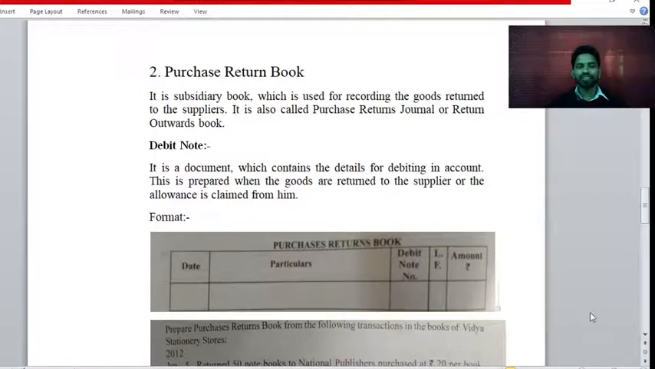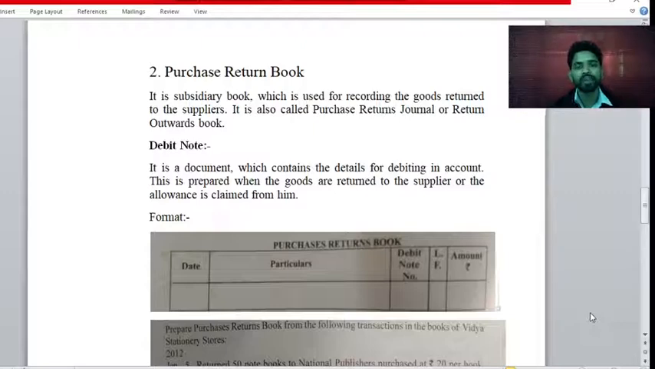Hi students, in the last class we saw the subsidiary books, and we finished one book, which is the purchase book. So now in this session we will start the purchase return book.